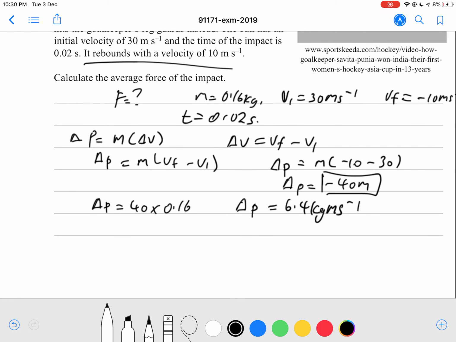Now we can use the change in momentum, and we can use the relationship that change in momentum equals F times change in time. So now we can substitute our numbers in.